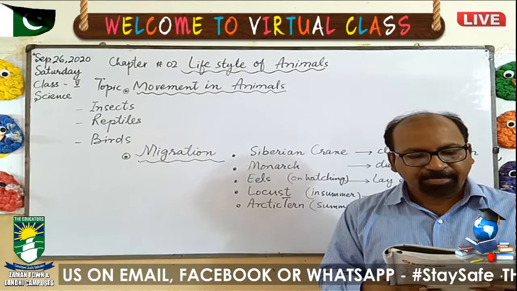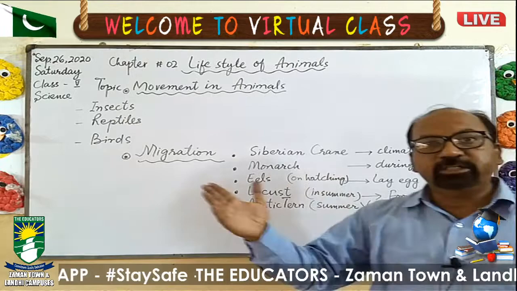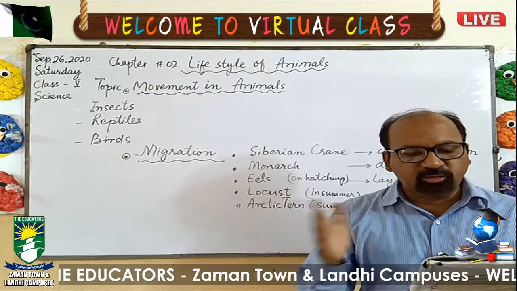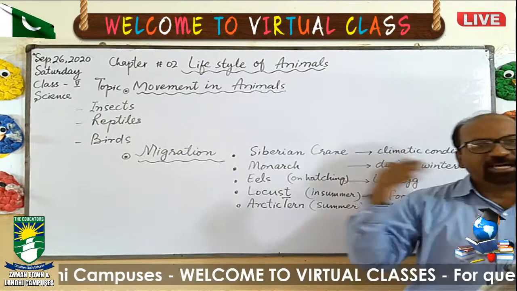The second one is the monarch. It is a butterfly. A butterfly, you know, is very delicate, but they cover a long distance. They move from Canada to Mexico during the winter season. Winter season is not suitable in Canada for the monarch butterfly, so they move from Canada to Mexico during the winter season.